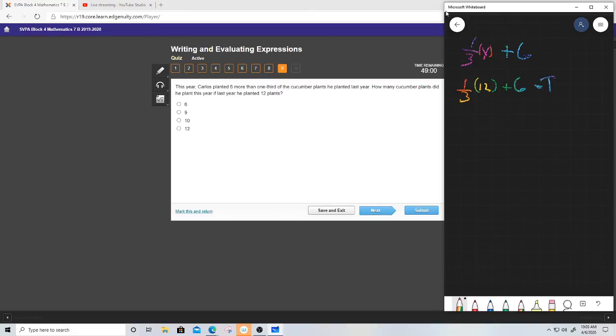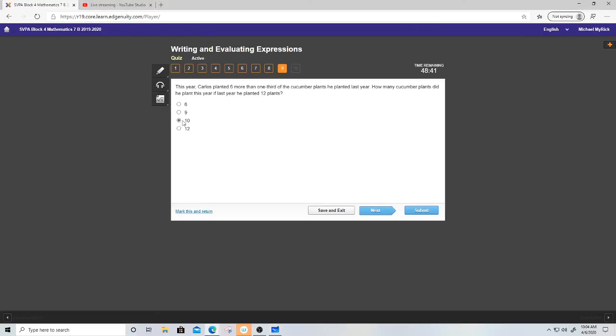So what do you notice right here? Good, that this turns into 1 times 4, because 12 divided by 3 is 4. Plus 6, so what's 1 times 4? And then what's 4 plus 6? It's 10. Be careful, pay attention. Don't be afraid to use your tools.